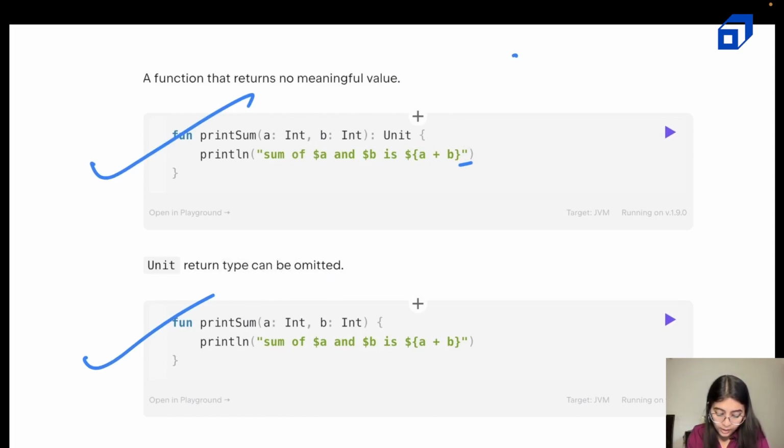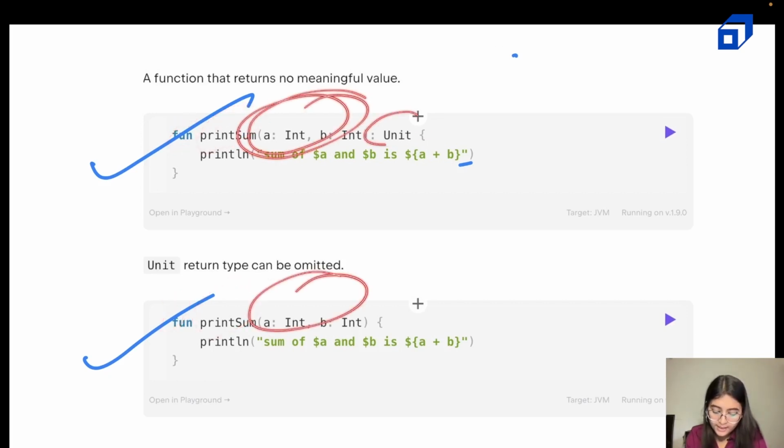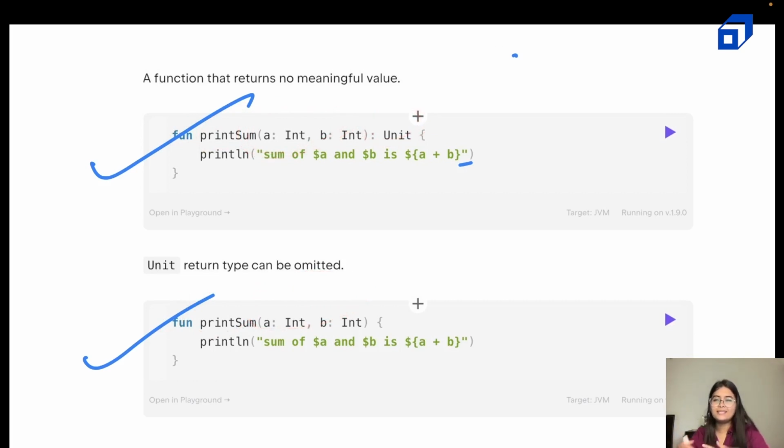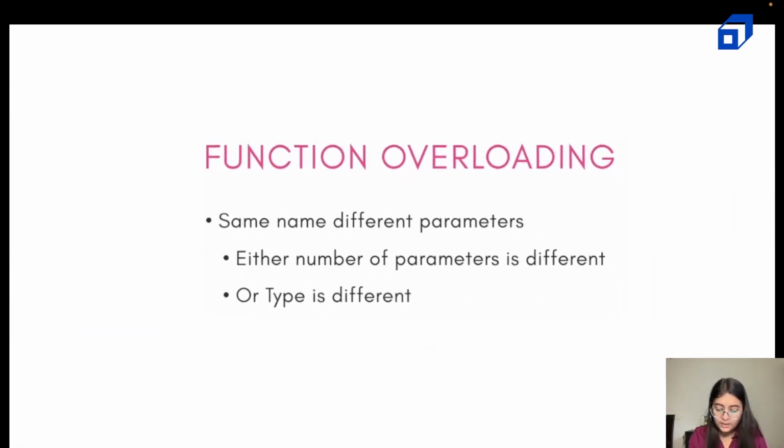You can see here the fun keyword is same, print sum is the name of the function, and then both have two parameters a and b. It is saying that the return type is unit, that is it will not return anything, and if you don't write unit then also it's the same. And then you are printing here sum of a and b is this. Perfect. All right. So now let me teach you function overloading as well.